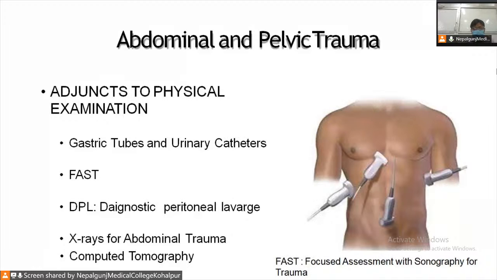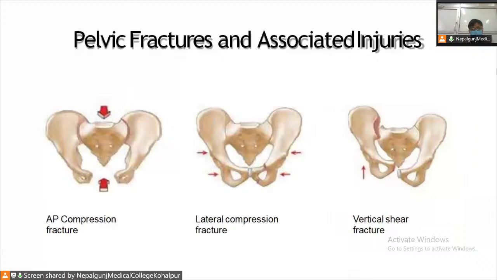Now these are the adjuncts to the physical examination: a gastric tube for the prevention of regurgitation, a urinary catheter to measure urine output, and FAST scan, that is focused assessment with sonography for trauma, so we can look for abdominal and chest trauma. Another is DPL, diagnostic peritoneal lavage. This is an invasive procedure, but it is used less these days. Other adjuncts are X-ray for abdominal trauma and computed tomography.